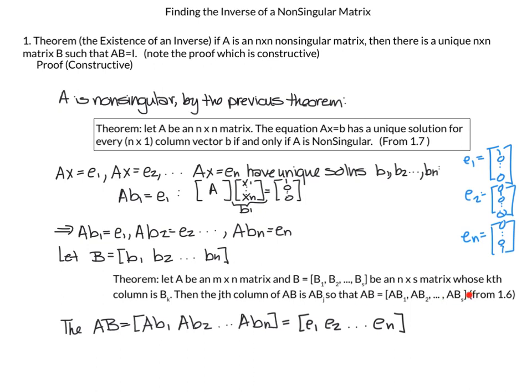By the way we constructed it, when we multiply A times B, and remember there's this theorem that says that we can put AB in this form where B is in column form, AB is equal to AB1, AB2, up to ABn. And since each of these we have constructed to be equal to E1, E2, up to En, this is exactly the identity matrix. So this theorem depends both on this theorem here as well as this form of rewriting our matrix multiplication, which we had covered in chapter 1.6.